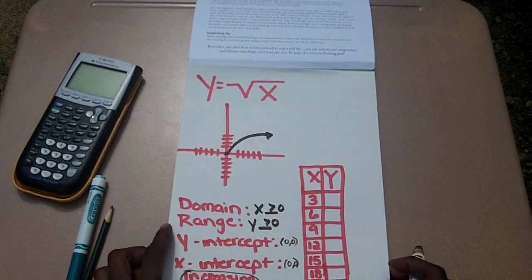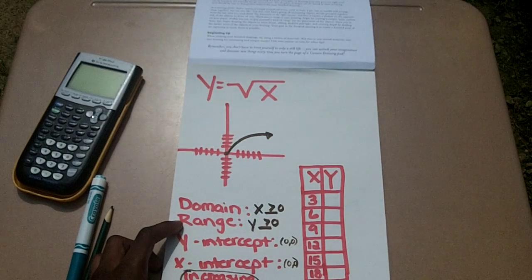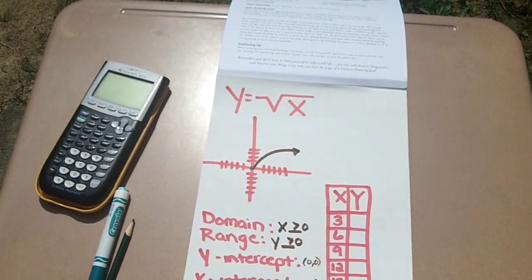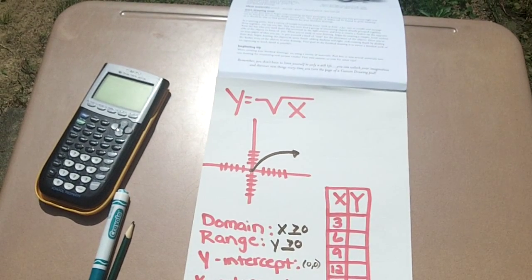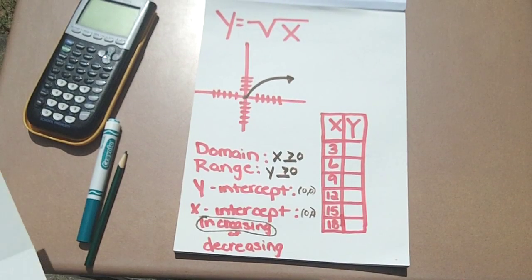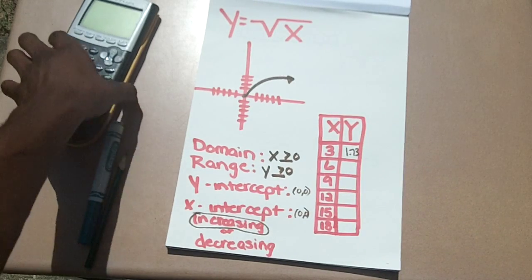Now we move on to the chart. I number mine by 3s: 3, 6, 9, 12, 15, 18. You can number yours however you like. And the square root of 3 is 1.73. Actually, let me plug it into the calculator, make sure.